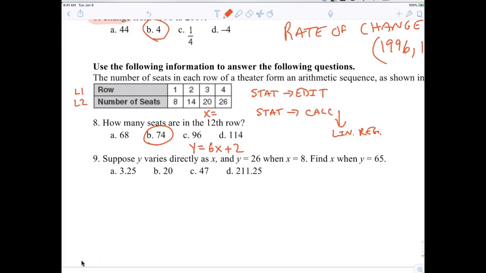Now did you keep a line? Stat. Stat. How? I'm not sure what you're doing. Now, linear regression. Number 4. Enter all the way through.